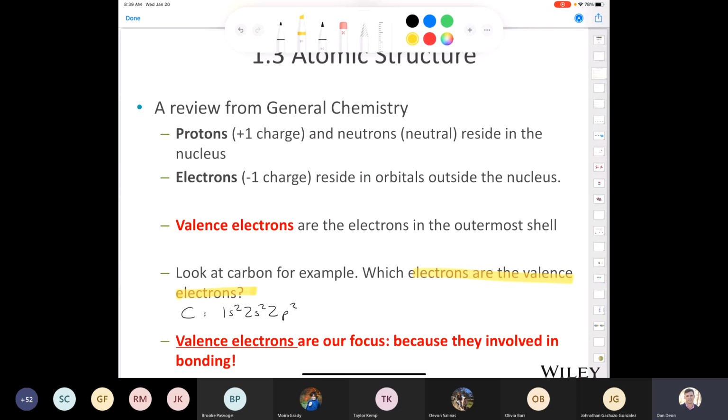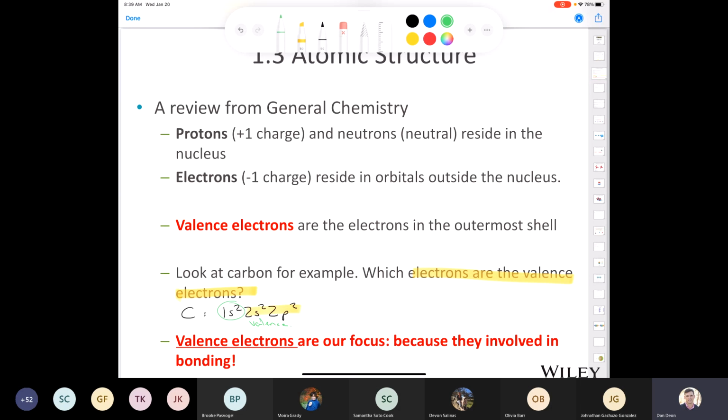The outer shell. Yeah, they're the ones in the outer shell, but out of these six electrons, which ones are the valence ones? All? No, they're not all. It's the ones in the highest principal quantum number: the 2s2 and the 2p2. Those are the valence electrons. The 1s2, those are core electrons. So valence electrons, we're going to focus a lot on those.